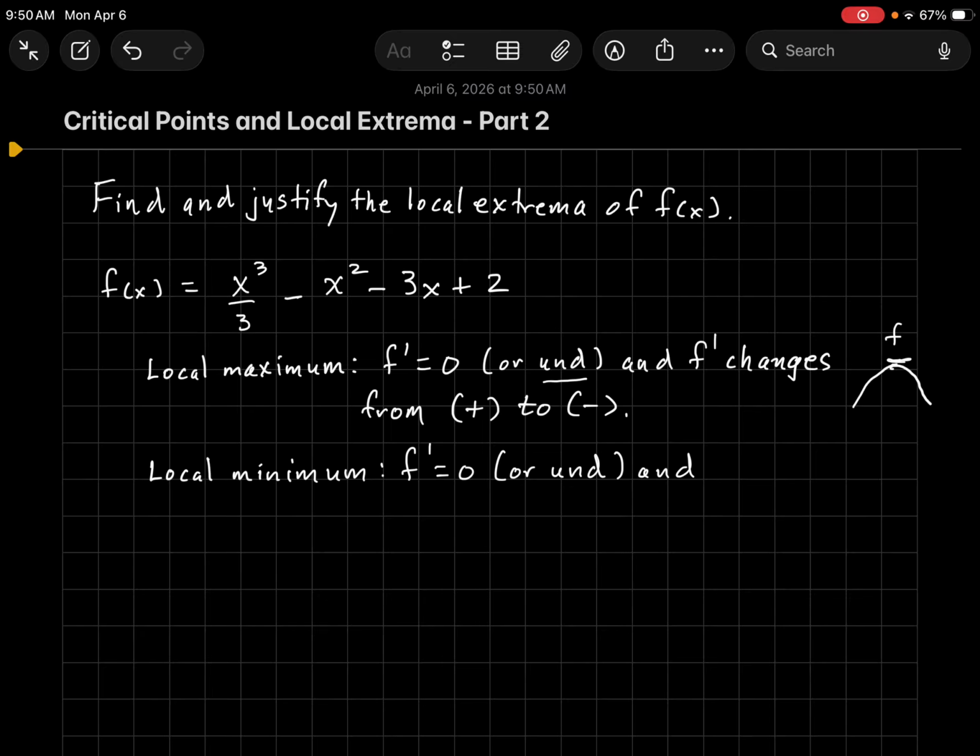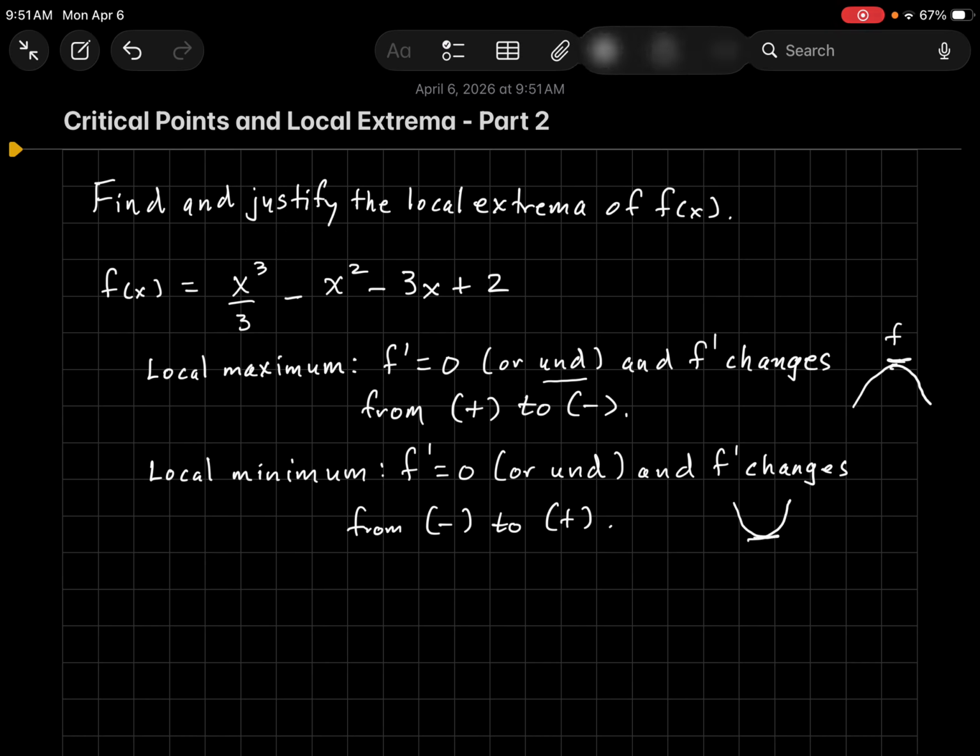A local minimum is when f prime equals 0 or is undefined, and f prime changes from negative to positive. Of course, because if f prime is 0 or undefined, we'll do 0, then f is momentarily flat. And if f prime changes from negative to positive, meaning f is changing from decreasing, going down, to increasing, going up, of course there's a local minimum there. Let's do the work now.